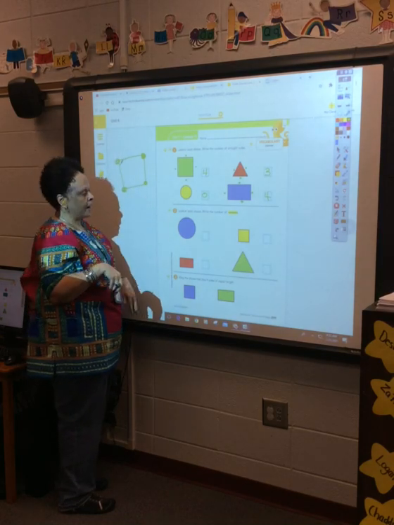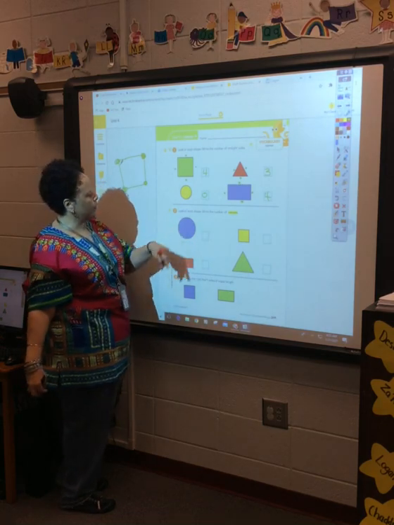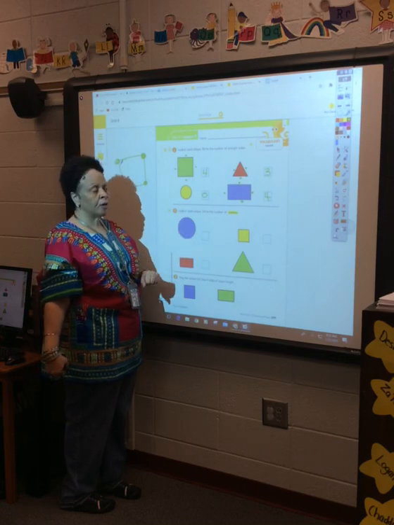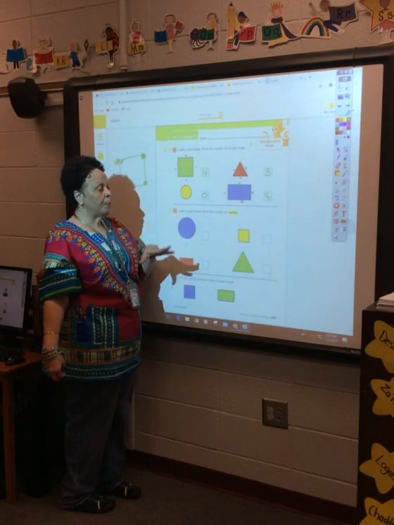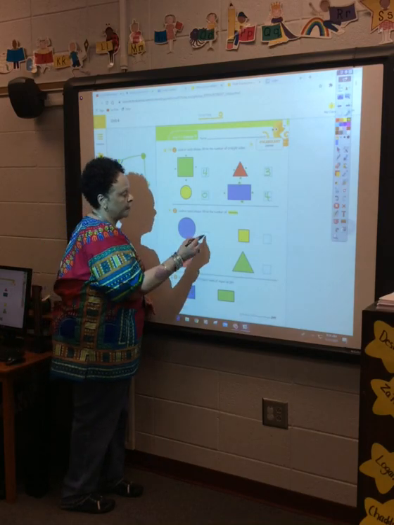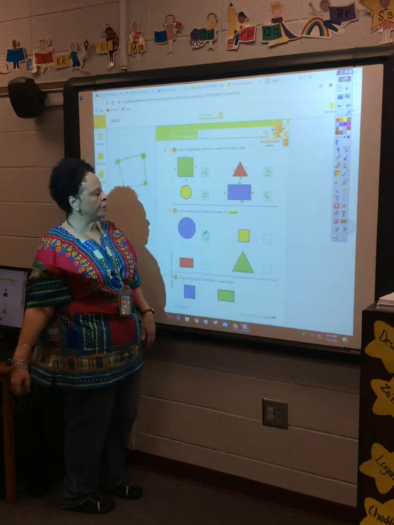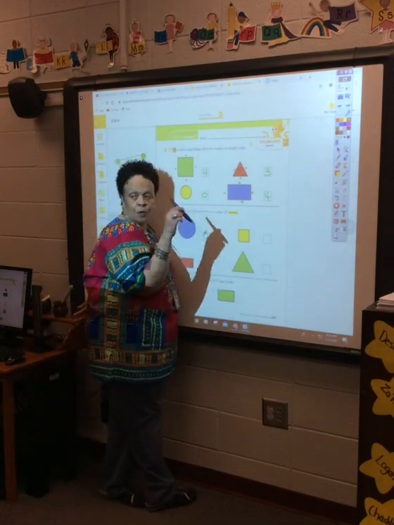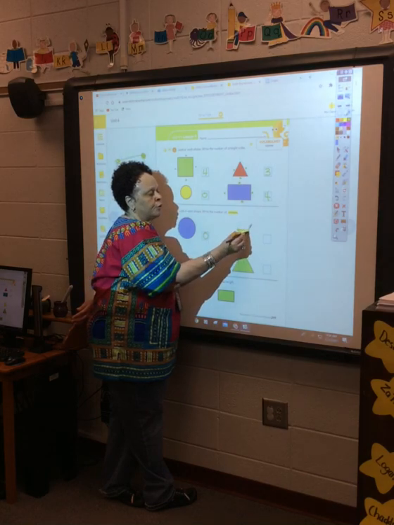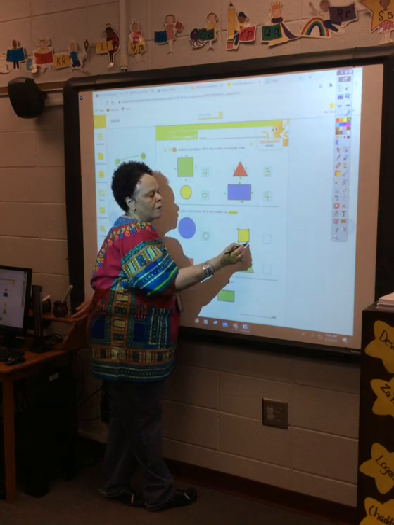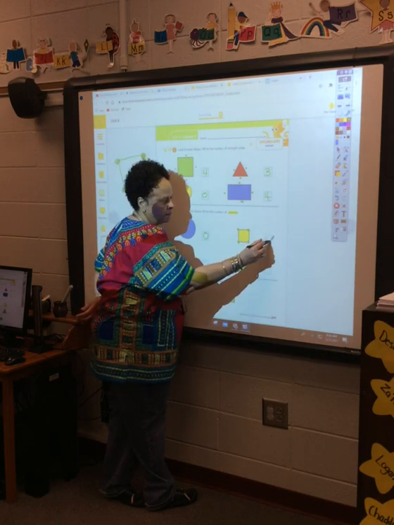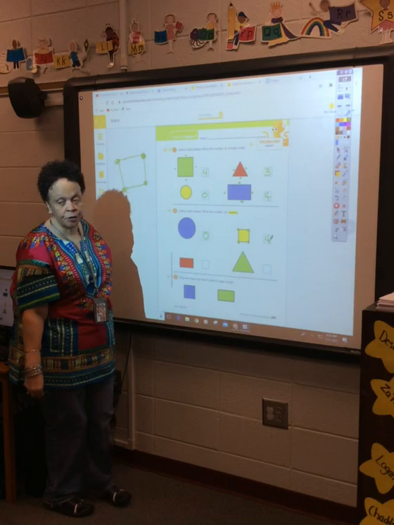Okay? All right. So now, let's look at this circle. So this is a curved line. Do you see any corners on this circle? No. So are we even putting any dots? No. So what number? 0. Very good. All right. Let's hop on over to the square. Square has 4 sides. So let's put a dot on each corner. Let's go. 1, 2, 3, 4. So how many corners on a square? 4. Good job.